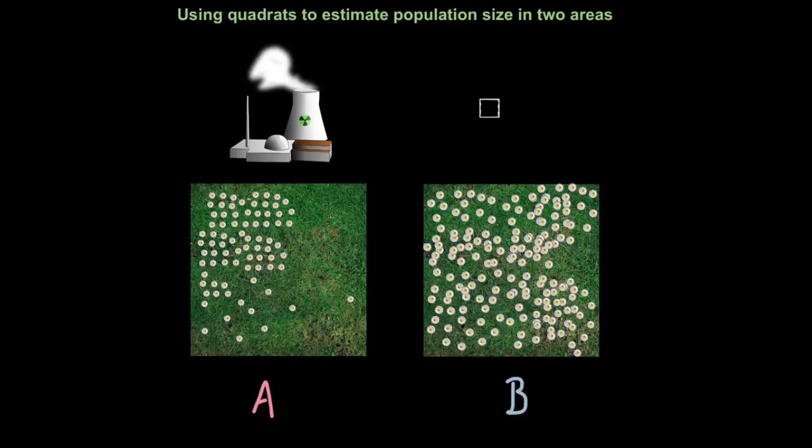So we would take a sample of daisies in one field near the power station and another field away from the power station. It's important that other environmental factors are similar, such as light intensity, soil pH, temperature. Otherwise, we won't know what's truly affecting the population size. Perhaps it's nuclear waste, but perhaps it's something else.